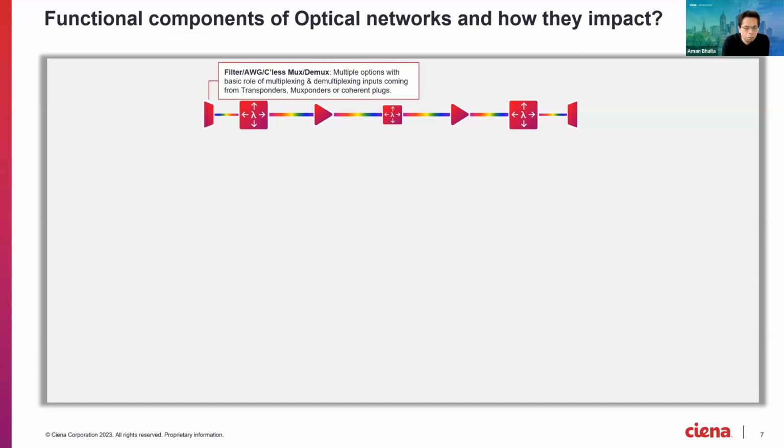So to begin with, the most underrated element, I will say, quite many times it's passive as well, depending on what has been deployed in a network. So this is where everything starts: filter or array waveguides, or it can be colorless mux, demux. There could be a complete dedicated section to just talk about this, but I've tried to keep it a bit more high level. Its role is to get multiple inputs, multiple wavelengths from various transponders or colored plugs of individual wavelengths, and just multiplex them onto the fiber and send it across to the other side.